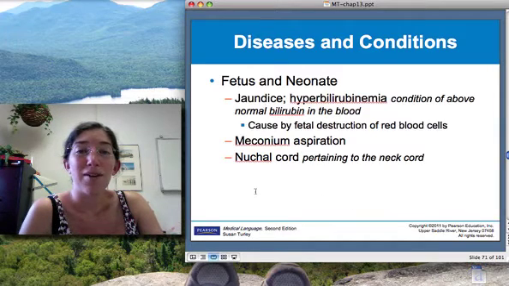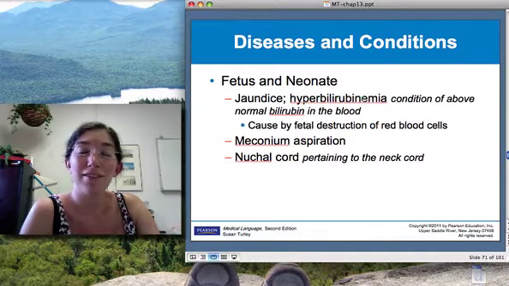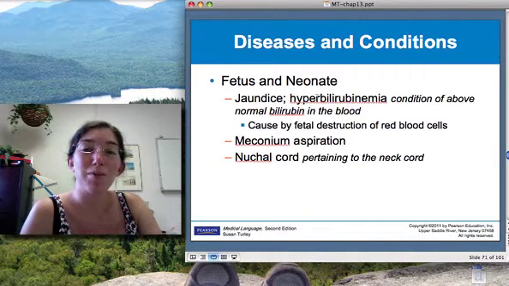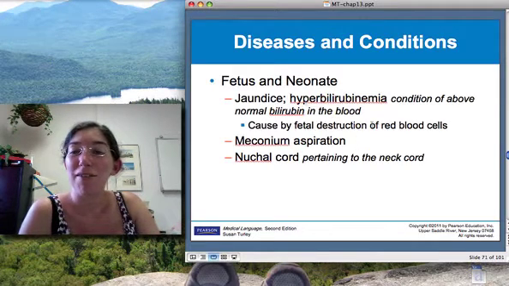Jaundice: if the baby comes out very yellow, that is jaundice due to hyperbilirubinemia. Let's try that again. Hyperbilirubinemia. Bilirubin is actually a yellow pigment that comes from red blood cells, and so having too much of it causes jaundice.